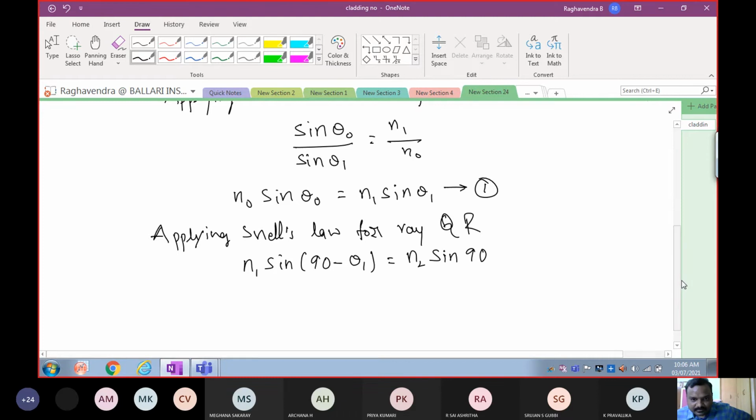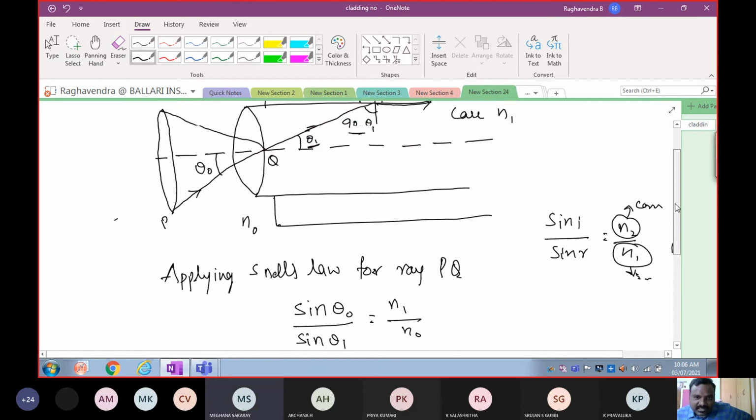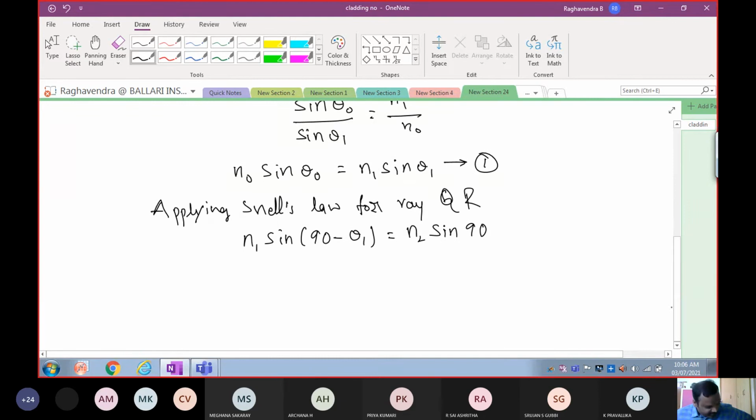Have you understood this? See, I am applying Snell's law to the ray QR. Here the angle of incidence is 90 minus theta 1, and the angle of refraction is 90. So sine of (90 minus theta 1) can be written as cos theta 1, which is equal to n2 divided by n1, since sine 90 is 1. Call this equation number 2.